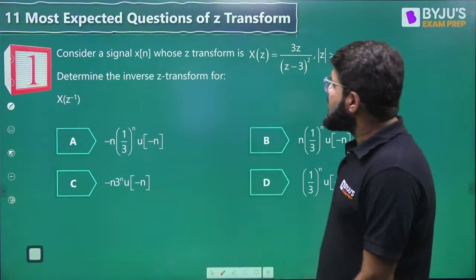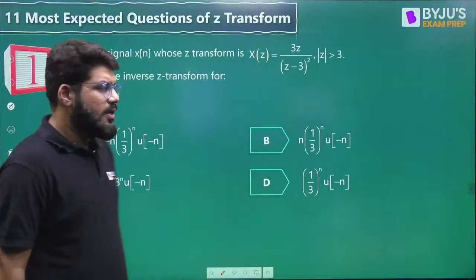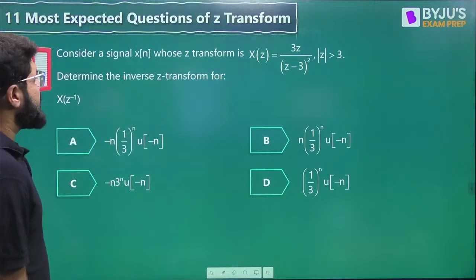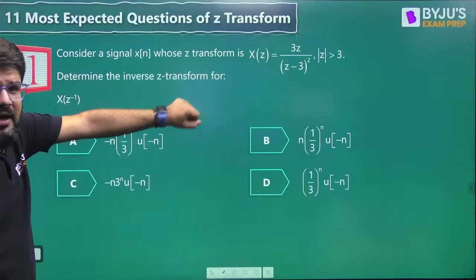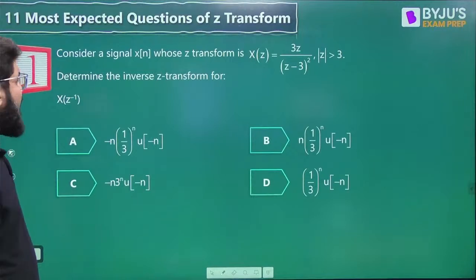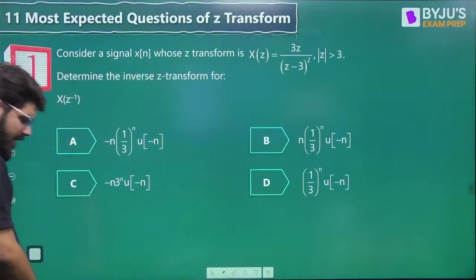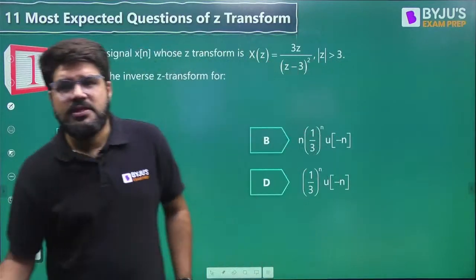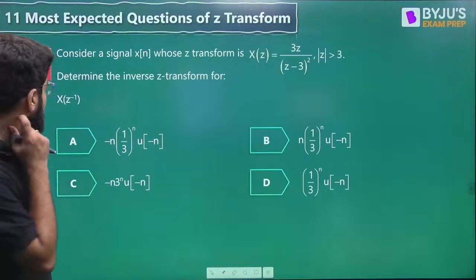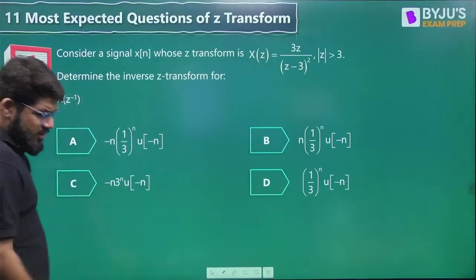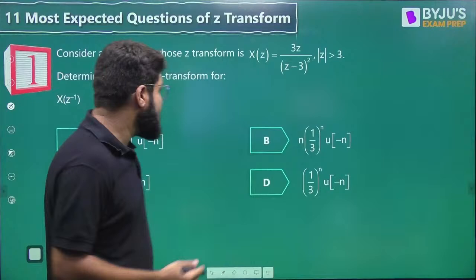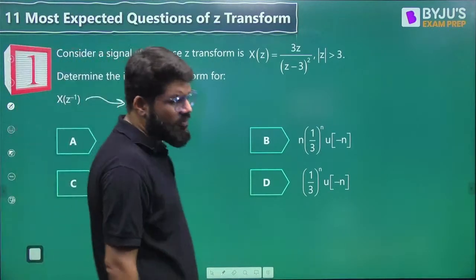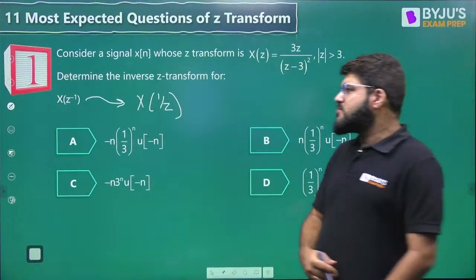Consider a signal x[n] whose Z transform has been given to you: X(z) equals 3z upon (z minus 3) whole square, for modulus of z greater than 3, with the ROC given. Determine the inverse Z transform for X of z inverse. Now, X of z inverse is like X of 1 by z. Whose Z transform is X of 1 by z?